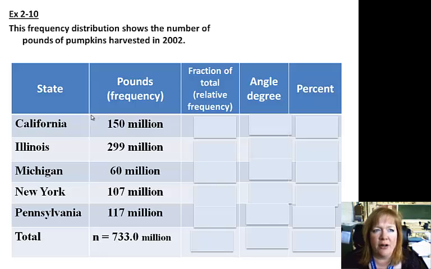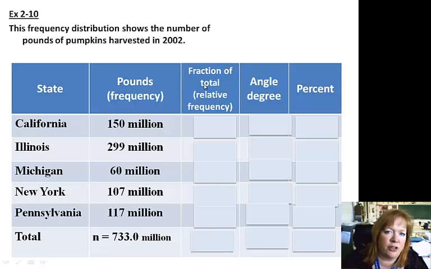Since it is getting close to Halloween and harvest time, I made up this example. This frequency distribution shows the number of pounds of pumpkins harvested in 2002. And it's actually quite accurate, I must say. I looked up the data myself. So in California, 150 million pounds, Illinois 299 million, and so on. So this is in the top 5 states, how many millions of pounds of pumpkins were harvested. And this poundage is the frequency.